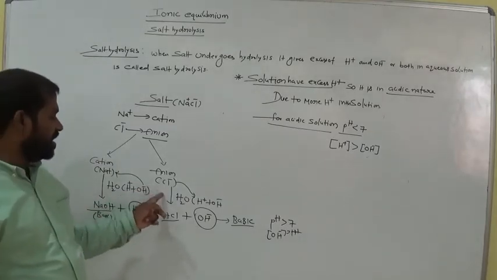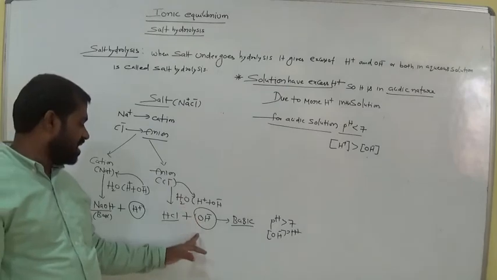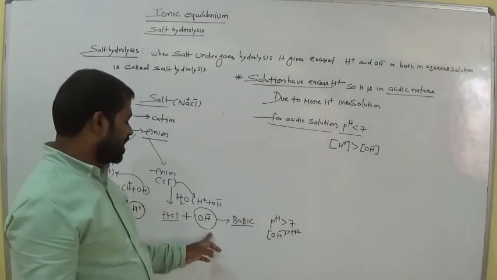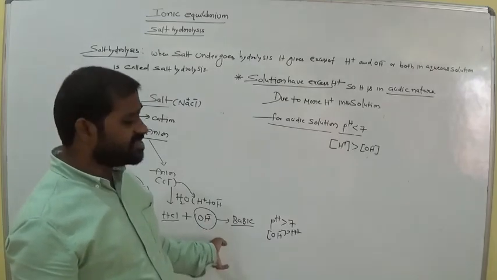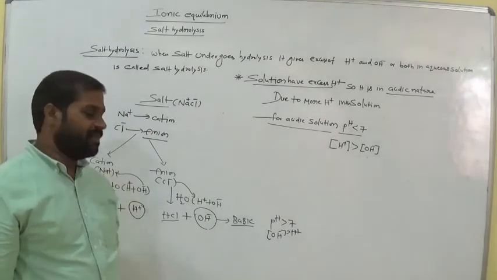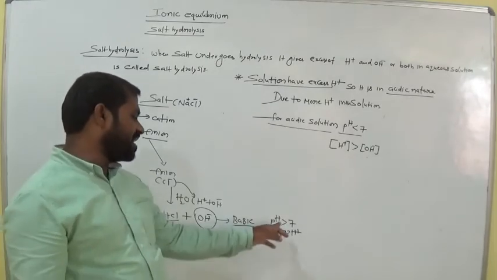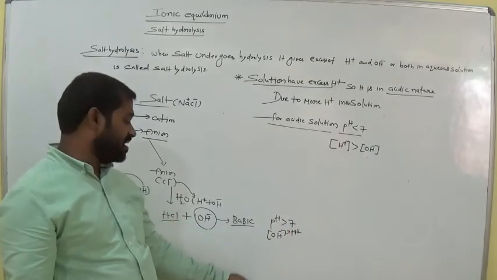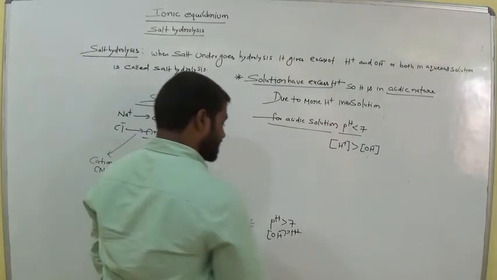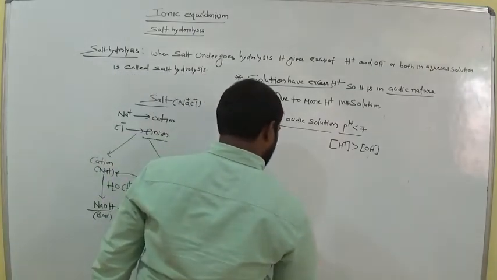Now what about anion? It undergoes hydrolysis. Now it gives acid along with excess of OH minus. Okay, now more OH minus are possible in the solution. Then the nature of the solution is clearly basic. So pH of the base is greater than 7. So now OH minus ion concentration is greater than H plus ion concentration clearly. Okay, is it clear to all of you?